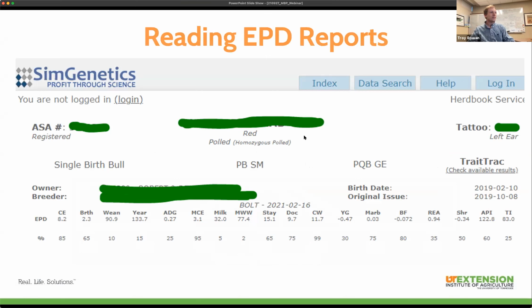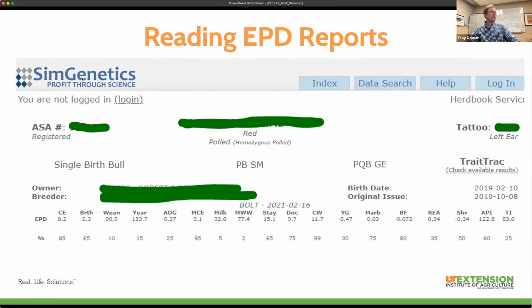And as we start to read and interpret EPDs, I think it can be a lot, right? A lot of these breed associations are throwing a lot of selection tools out, which is awesome. It's good to have more tools. We can make genetic progress on more traits that we care about in our herds, but it can be a lot to get our heads wrapped around.